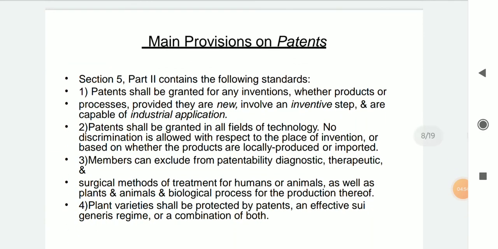The main provisions on patents: Section 5, Part 2 contains the following standards. The first one, patents shall be granted for any inventions, whether products or processes, provided they are new, involve an inventive step and are capable of industrial application. Patents shall be granted in all fields of technology. No discrimination is allowed with respect to the place of invention or based on whether the products are locally produced or imported.